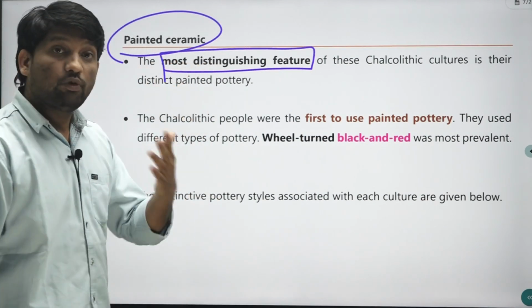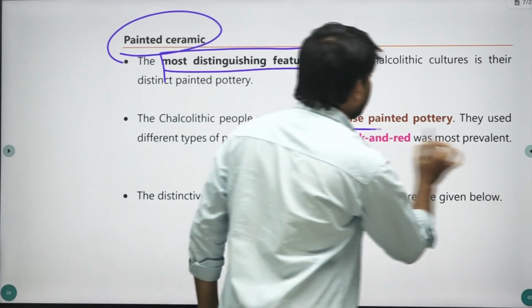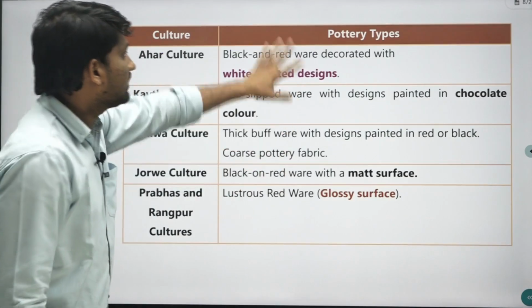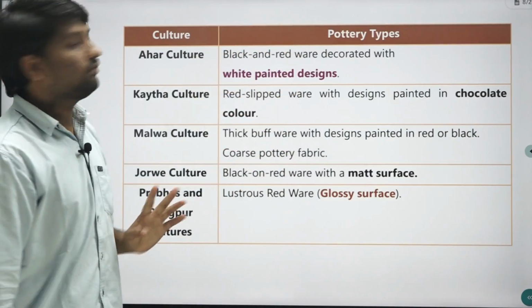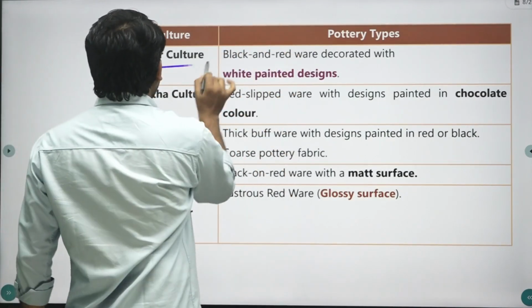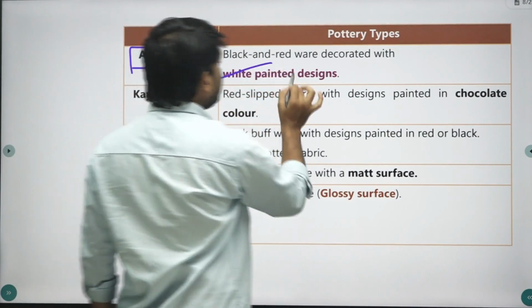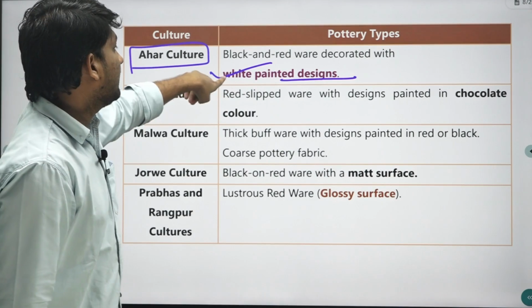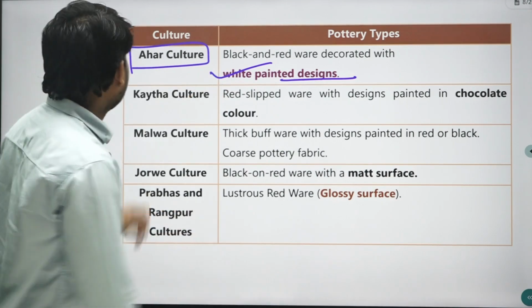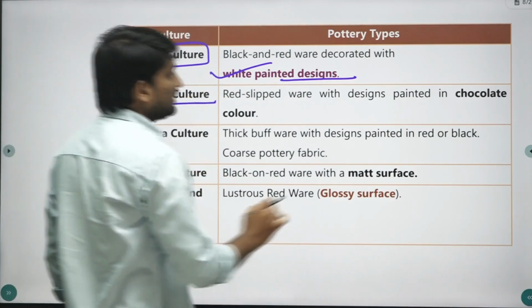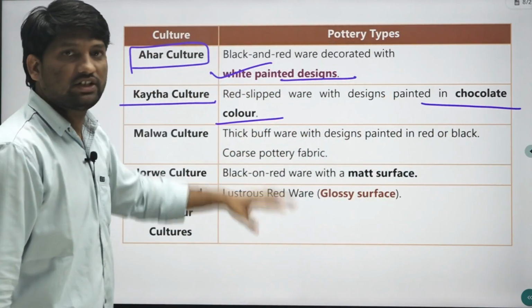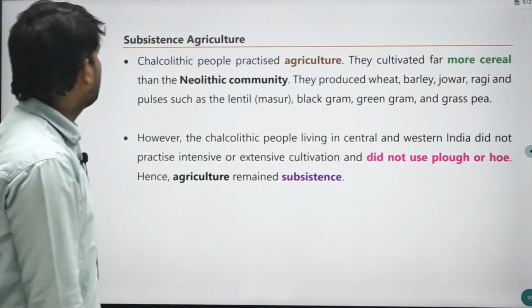These are the people who first used painted pottery, and the most common was black and red. If you see, different cultures used different types of pottery. Like in the Ahar culture, they used a white painted design, meaning the pot was already black and red, and over and above that they had a white painted design. In the Kaitha culture, they used a chocolate color design. So different cultures used different types of pottery.